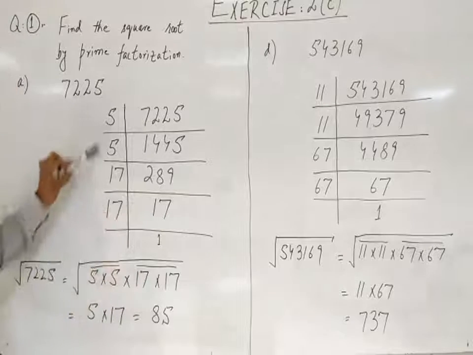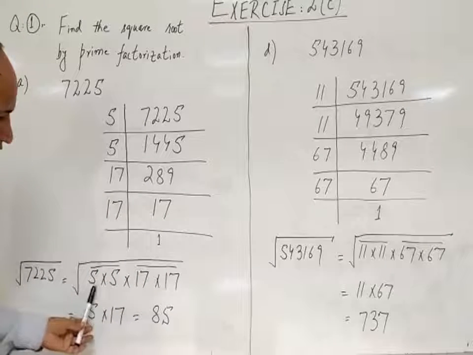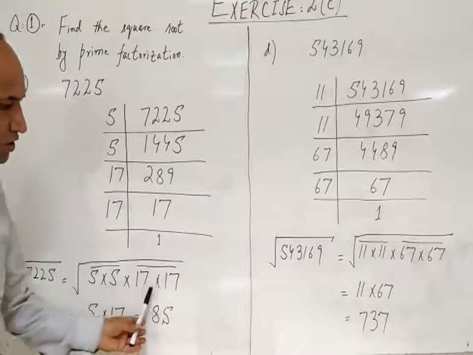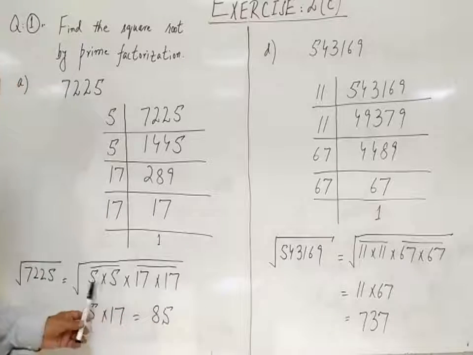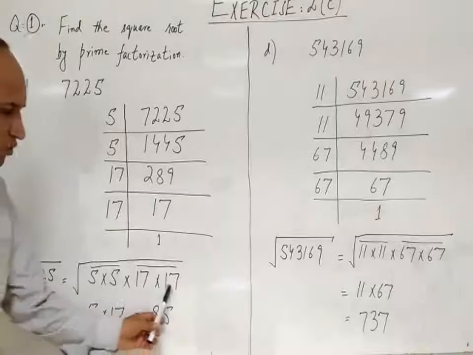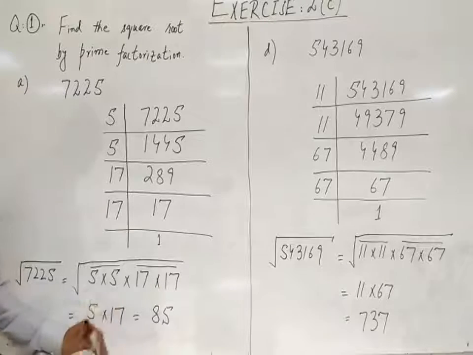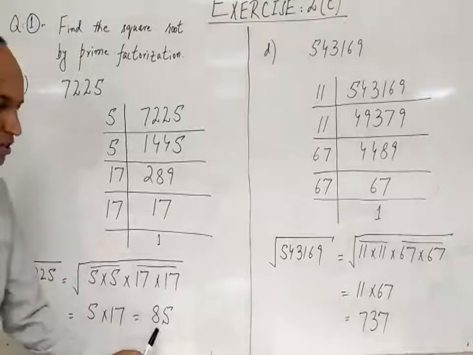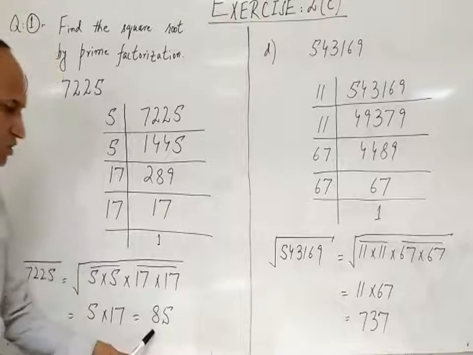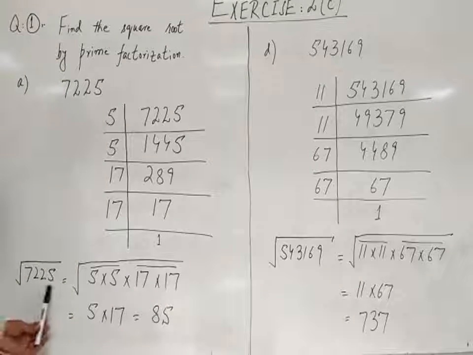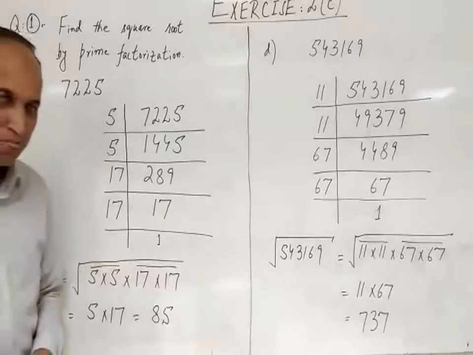So we have two pairs of numbers, 5 into 5 and 17 into 17. So 5 from here and 17 from here, they come out from the square root and we get 5 into 17, which is equal to 85. So this is the square root of 7225.